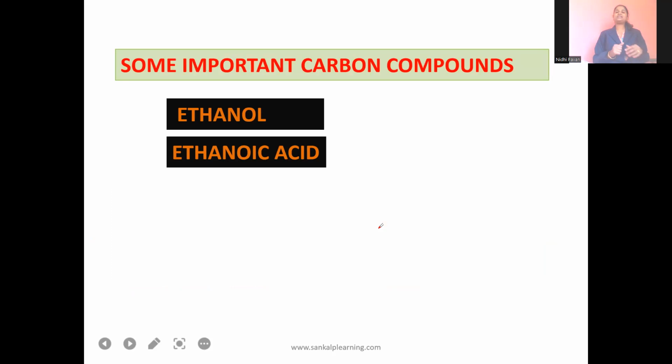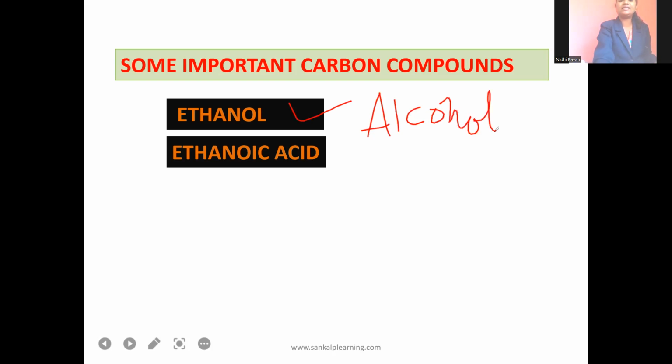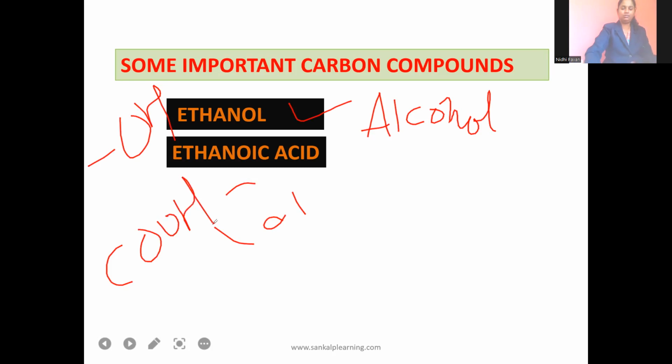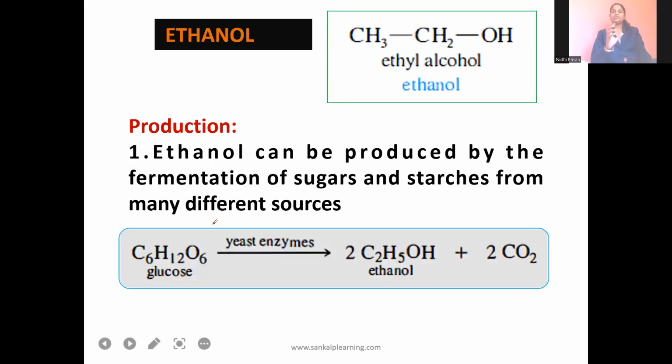Now we are going to discuss some important carbon compounds, which are called ethanol and ethanoic acid. In ethanol, the functional group is alcohol. In ethanoic acid, the functional group is carboxylic acid. Here it is OH. Here it is COOH. Fine. So see, this is the formula for ethanol, or ethyl alcohol, we can say: CH3CH2OH, 2 carbon atoms.